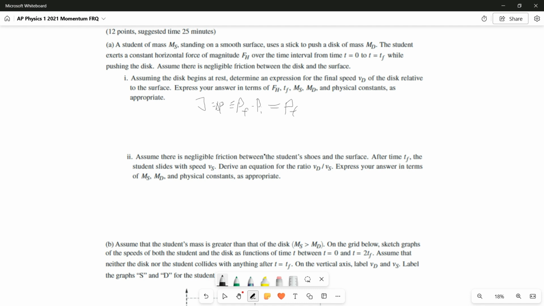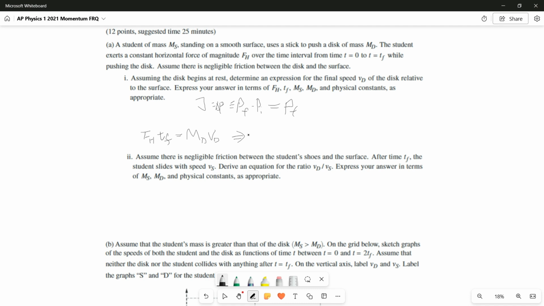All right? So now with this expression, what we could do is say that the impulse is the force exerted over the time interval from 0 to TF. That's just FH multiplied by TF minus 0, that's just TF. This is equal to PF, which is equal to M multiplied by VF. That's the mass of the disk, because the student is exerting a force on the disk, multiplied by the velocity of the disk, VD.